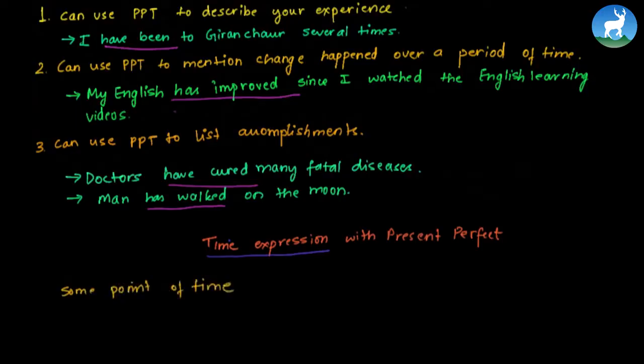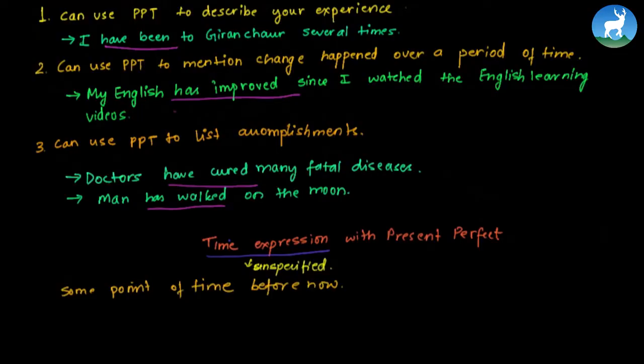You don't know when, but you certainly know that it's before now. So it has happened in the past, but you don't know when. You don't exactly know the point of time. So this is an unspecified time expression. Here is an example.